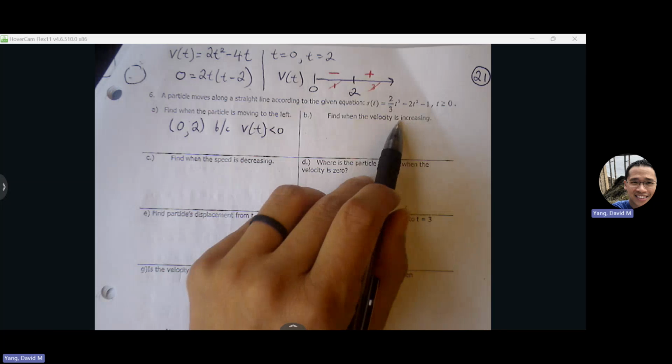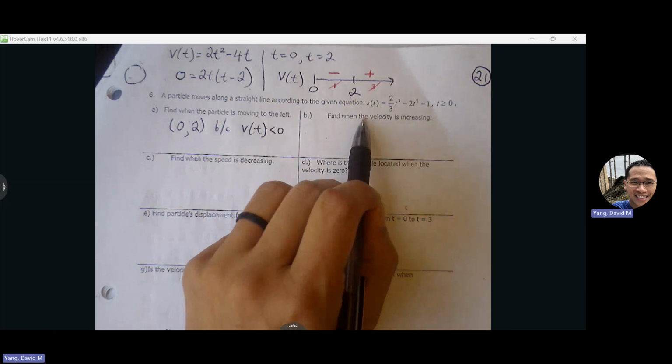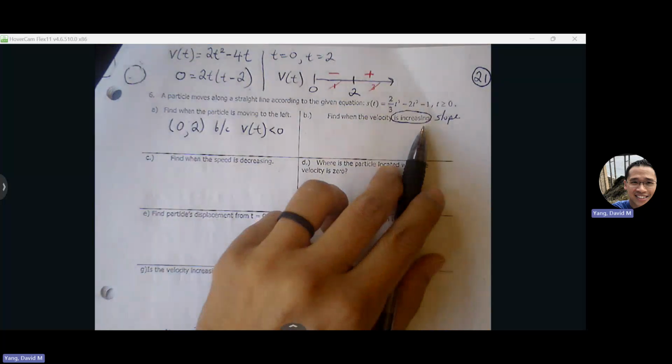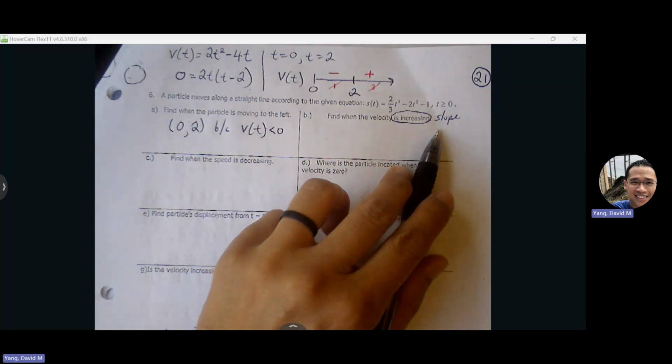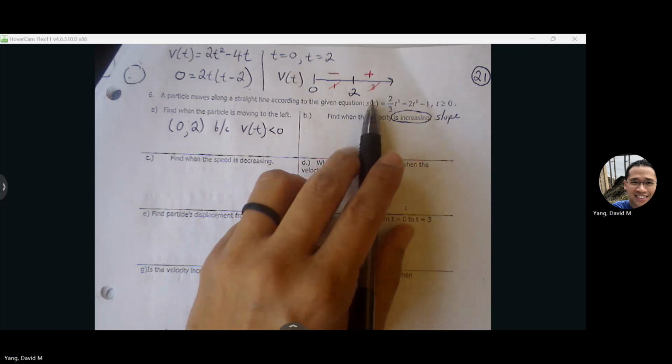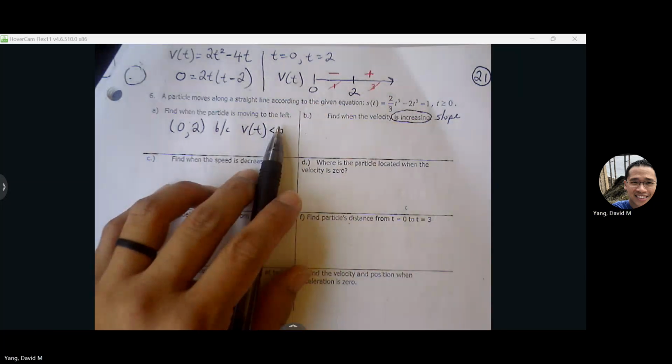Find when the velocity is increasing. This is not talking about velocity. This is talking about what? Acceleration. So another way to think about this is talking about the slope of velocity. The slope of velocity is acceleration. So we just want to figure out when is acceleration going to be positive.